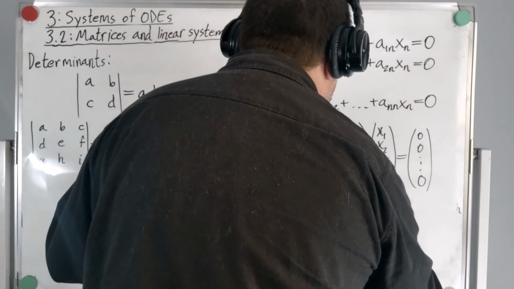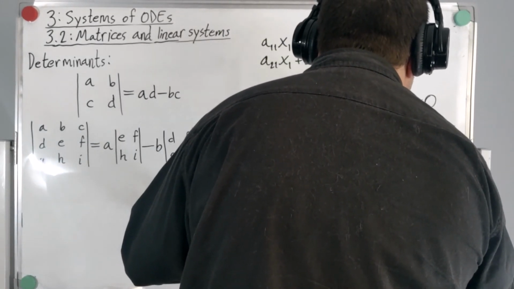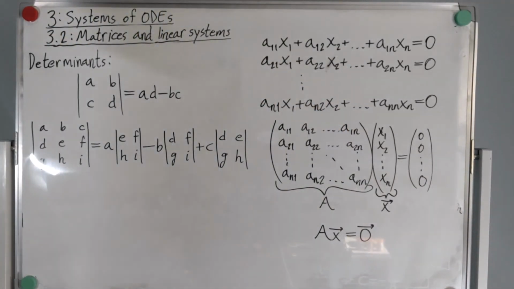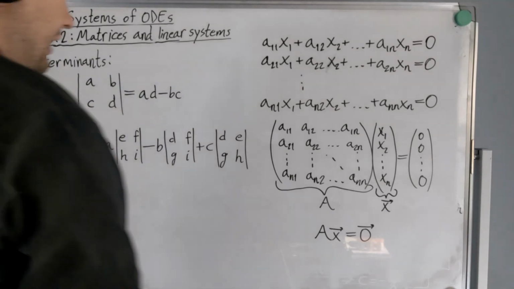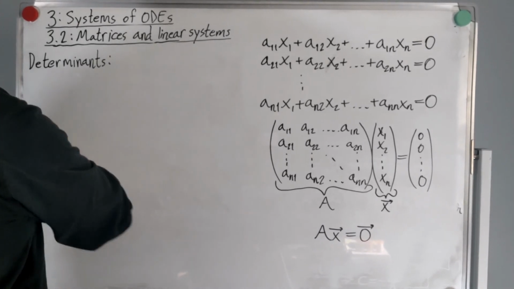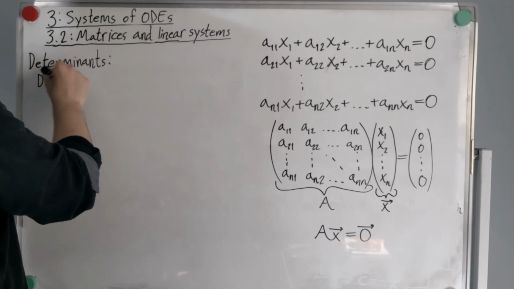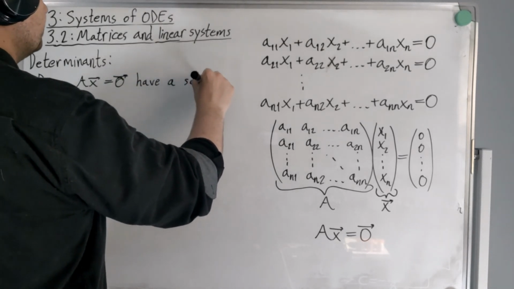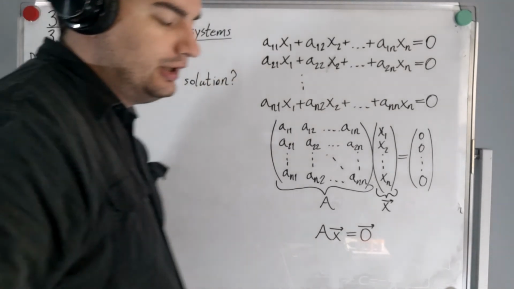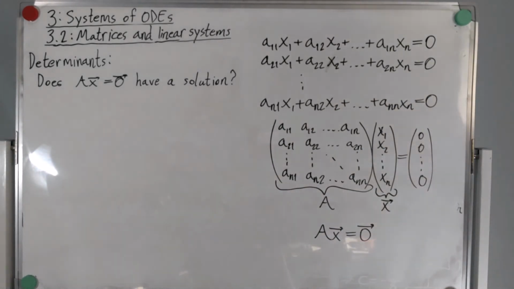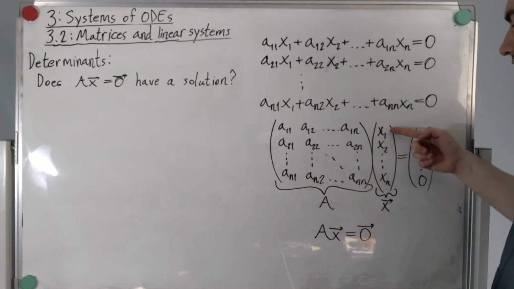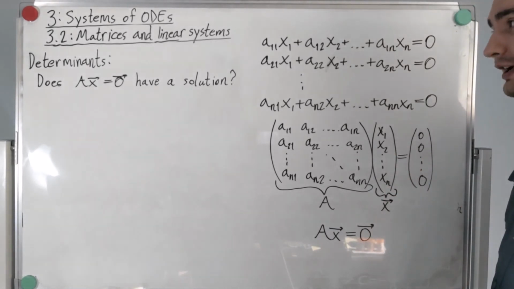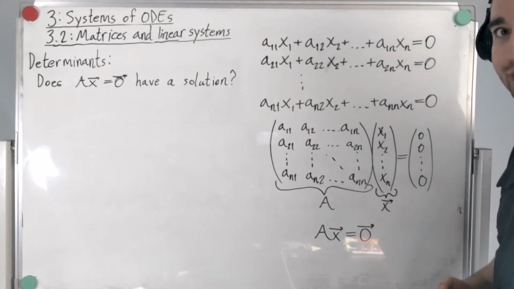Let's call this A, and let's call this vector x. So what we're looking at here is an equation of the form A x vector equals the 0 vector. So I have a question. Does A x vector equal the 0 vector have a solution? The answer is yes. It always has a solution. Just take x1, x2, x3, up to xn to be zeros. In other words, take x to be the 0 vector, and then A times the 0 vector will end up being the 0 vector. So, yes.